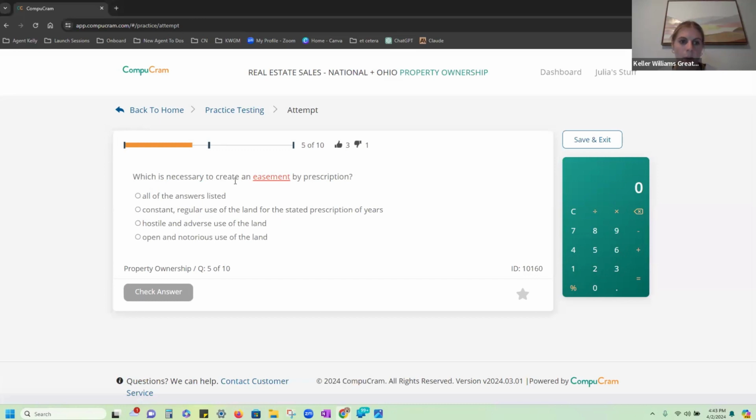Okay. Which is necessary to create an easement by prescription? So which is necessary to create an easement by prescription? Is it A, all the answers listed, B, constant regular use of the land for the stated prescription of years, C, hostile and adverse use of the land, or D, open and notorious use of the land?